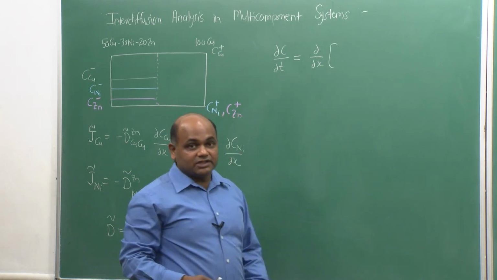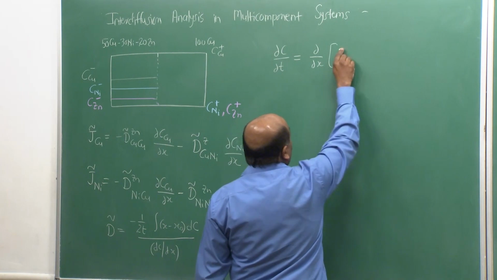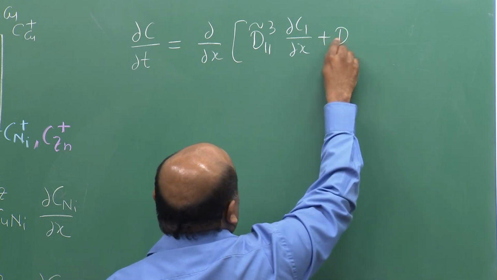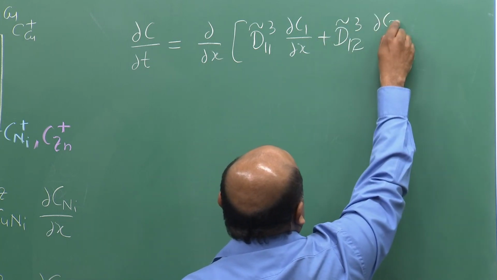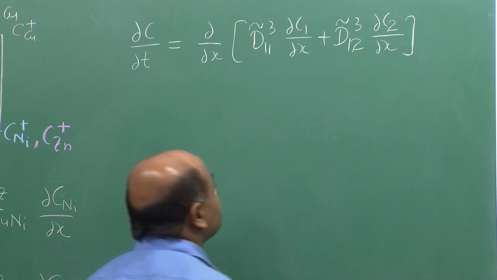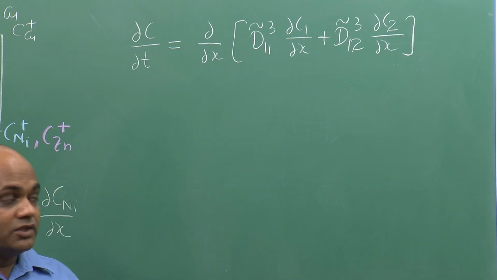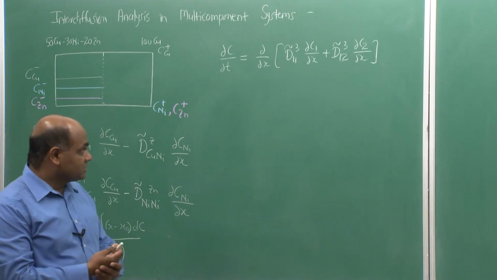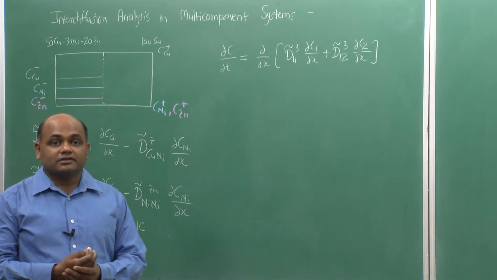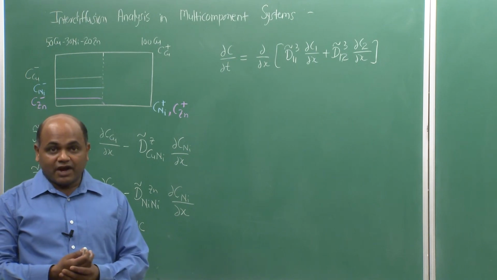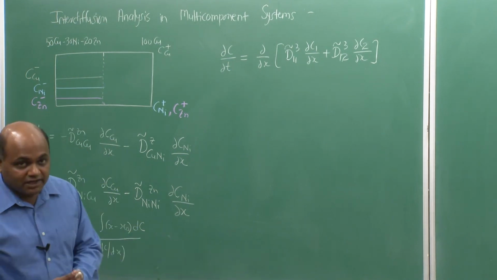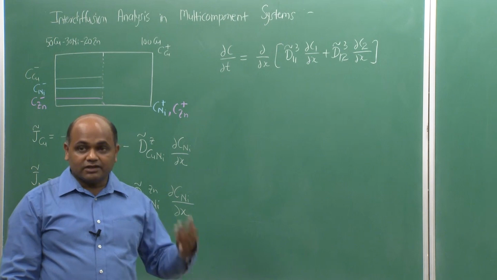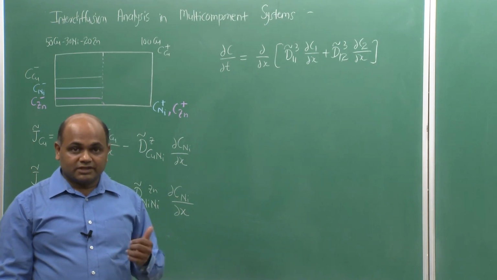So, if we consider in general components 1, 2, 3, we can write D11 tilde 3 dou C1 by dou X plus D12 tilde 3 dou C2 by dou X. So, in order to go ahead, we will use a very powerful approach which was proposed by Dayananda. With this approach, we first find out the interdiffusion flux directly from the concentration profile that develops in the diffusion couple at the end of the diffusion annealing. So, let us see how do we go about this.